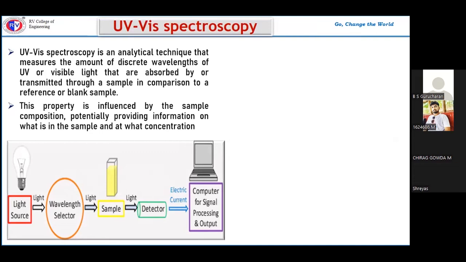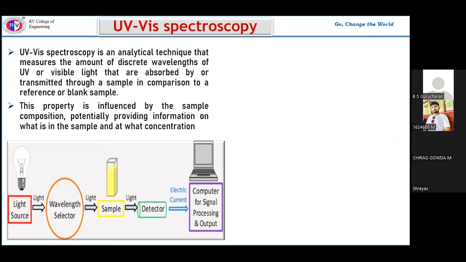UV visible spectroscopy is an analytical technique that measures the amount of discrete wavelengths, or different wavelengths, of UV or visible light that are absorbed or transmitted through a sample in comparison to the reference or blank sample. This is nothing but when you pass a certain wavelength of light through a sample, how much of the wavelength, or which part of the wavelength, is absorbed and which part is transmitted. Based on that spectrum, we are going to find the band gap of that material.